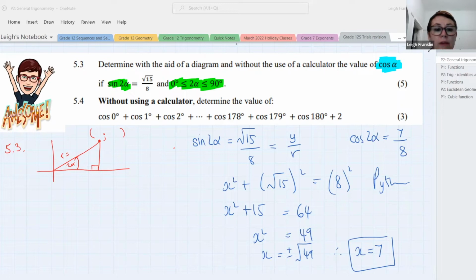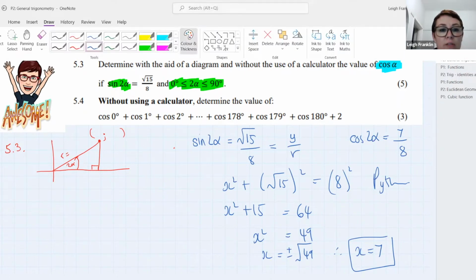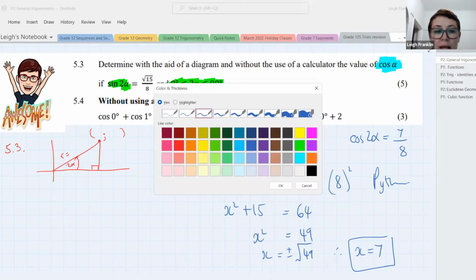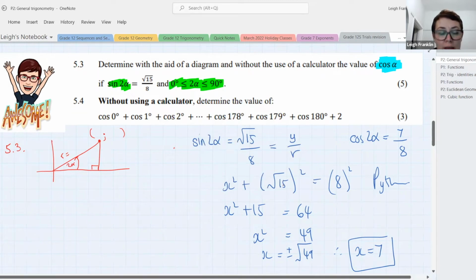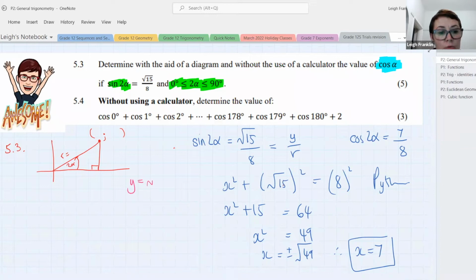There we go. Lovely. And it's nice, Mighty. I love what you did there. I think that's a really good idea. It's what I encourage my matrics to do at school. I get them to make a summary. So I get them to write, okay, so y is √15, x is 7, r is 8. Now we're ready to answer any questions that come along.